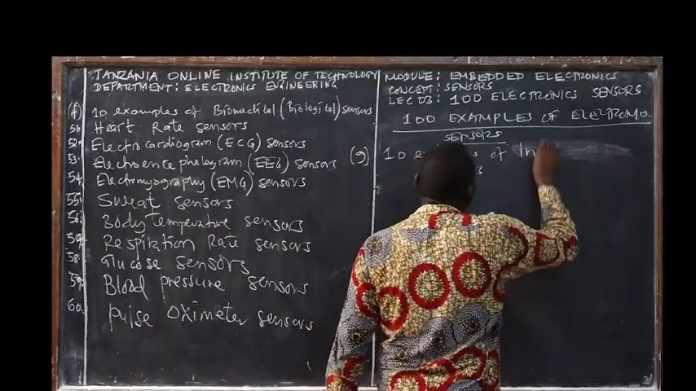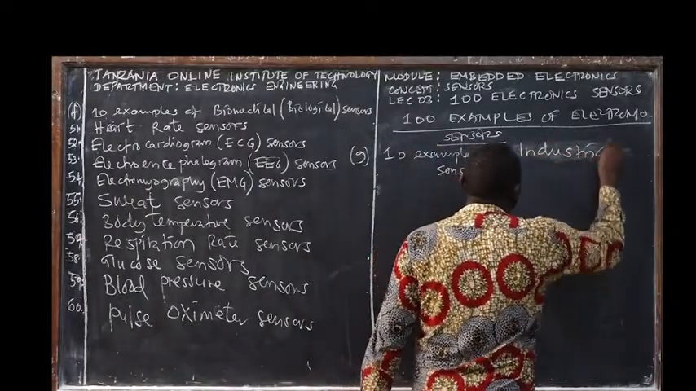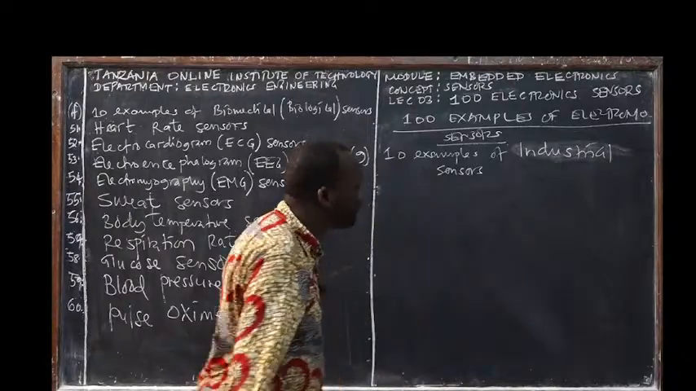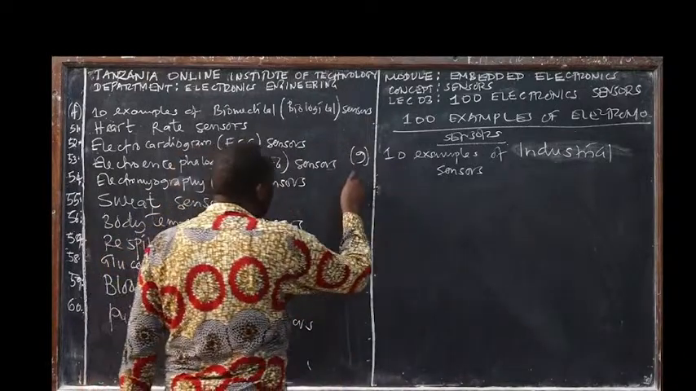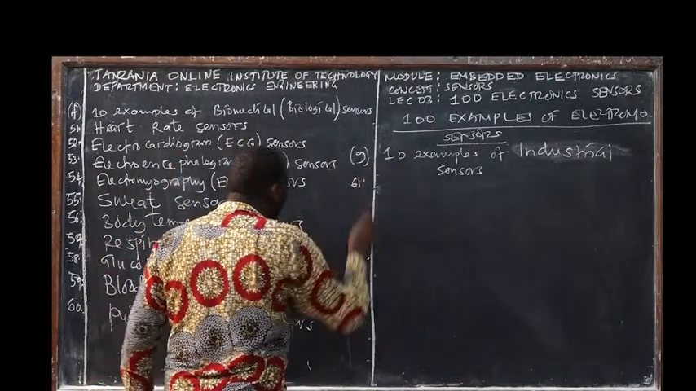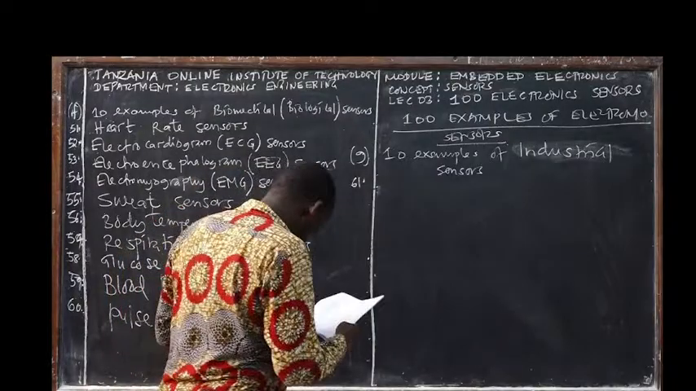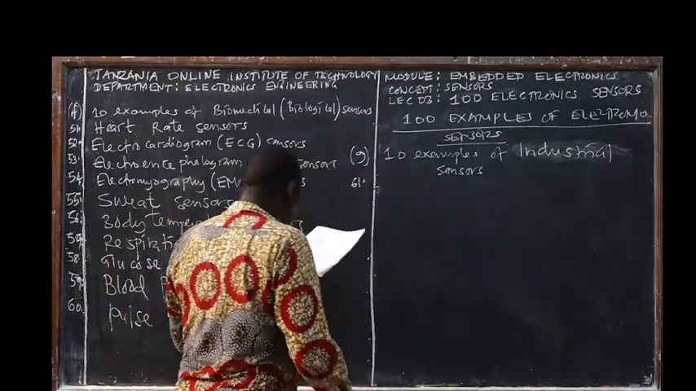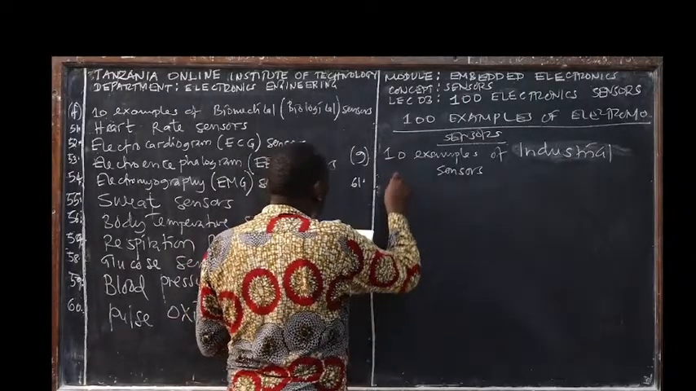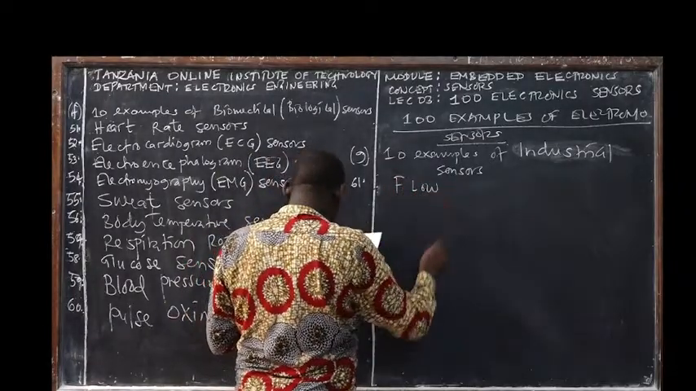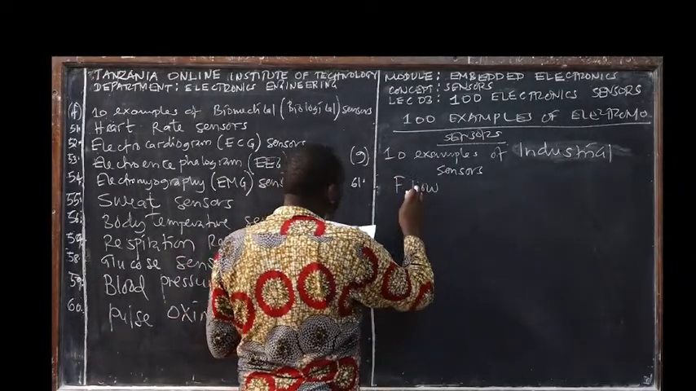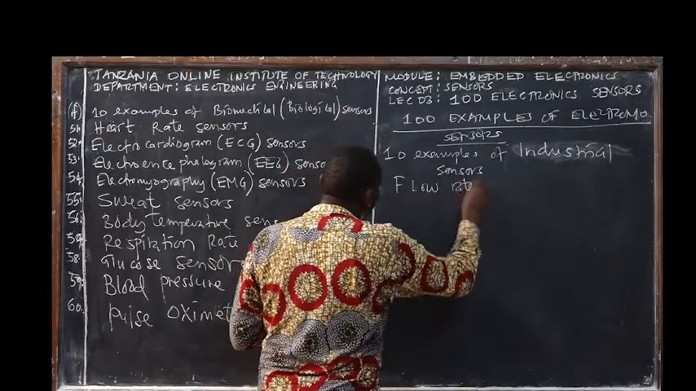Next category is what? Industrial. Industrial sensors. 10 examples of industrial sensors, right? 61. The first industrial sensor is called the flow rate sensor. Say flow rate sensor.